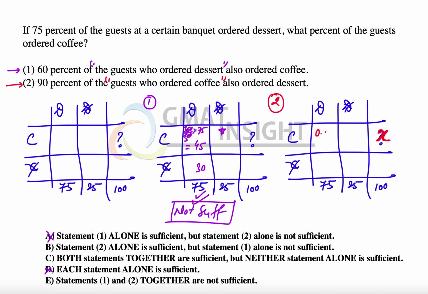That means this is 0.9X, which means this is 0.1X, but we do not have any particular value for either of these two cells to find the value of X, and therefore we say that the second statement alone as well is not sufficient.